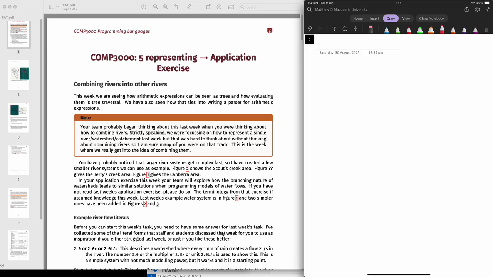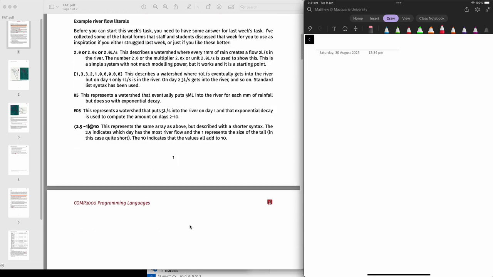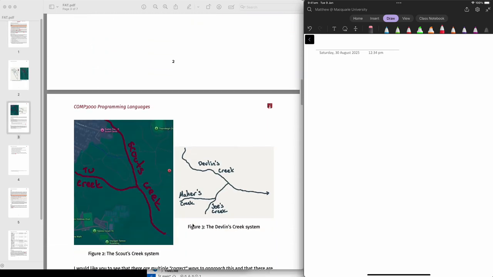So to start off with, I'm going to pick which of the examples I want to work with today. And for personal reasons, I'll go with the Devlin's Creek example. Scouts Creek's a little bit simpler, but I love Devlin's Creek. So I'm going to draw a version of it, just to give myself something to operate with here on my screen. So that's DC for Devlin's Creek, and this one here is JC for Joe's Creek, and this one here is MC for Mars Creek.